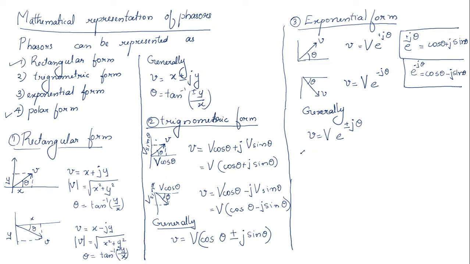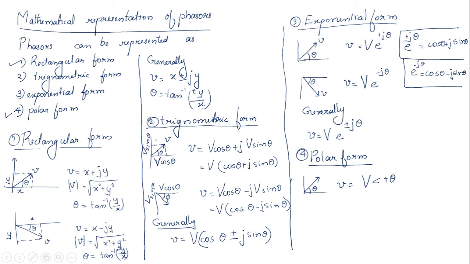Now the last form of representation is the polar form. So what is the polar form of representation? Let's study. In polar form, we will represent a phasor which is leading the reference axis by theta degree. We will represent the phasor as magnitude angle plus theta, where theta shows the angle by which it is leading the reference.